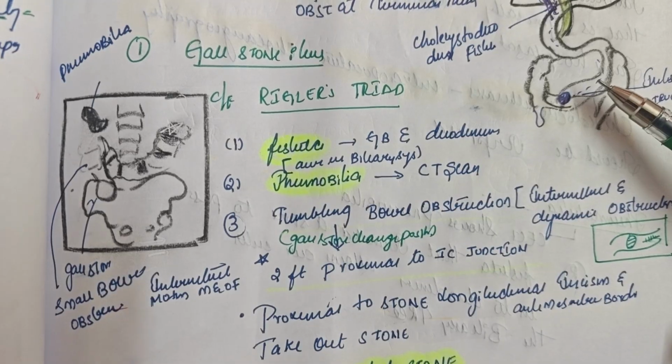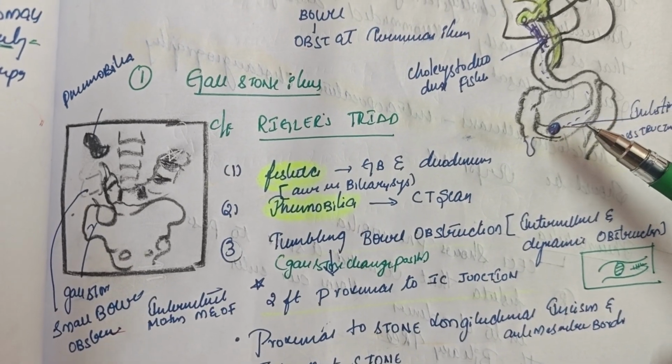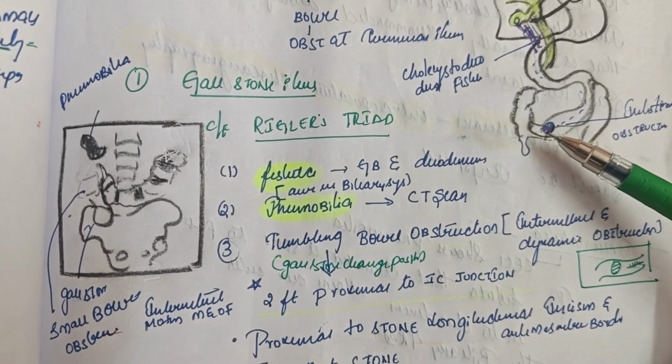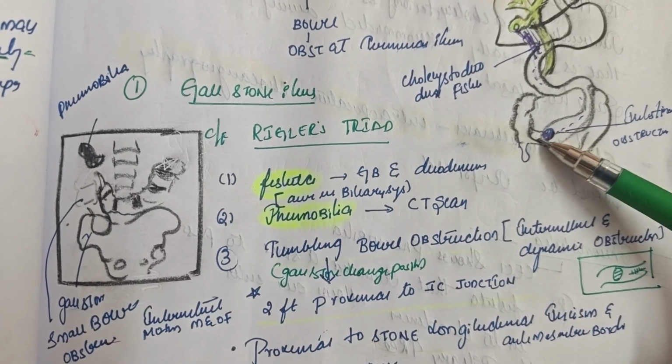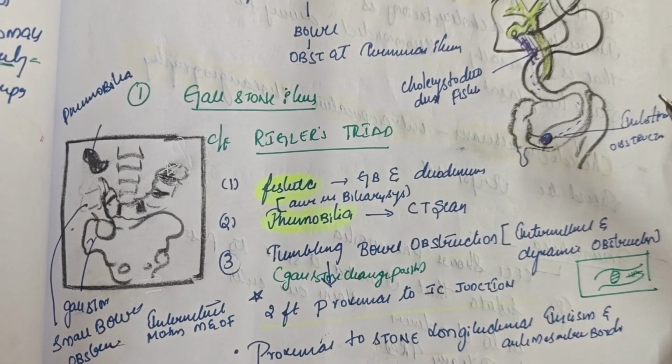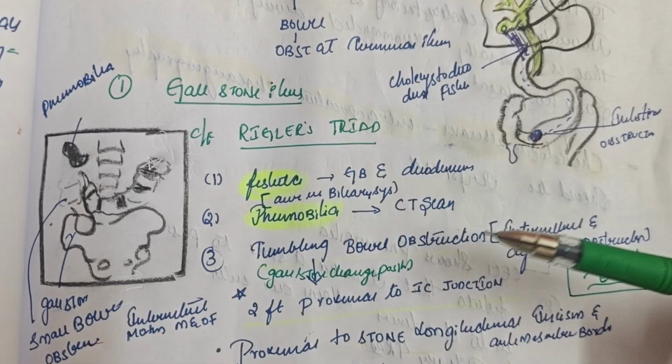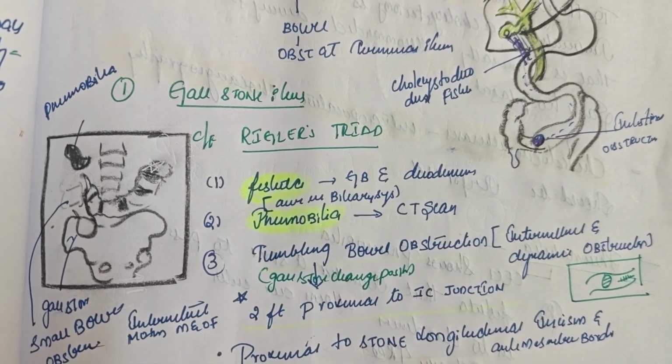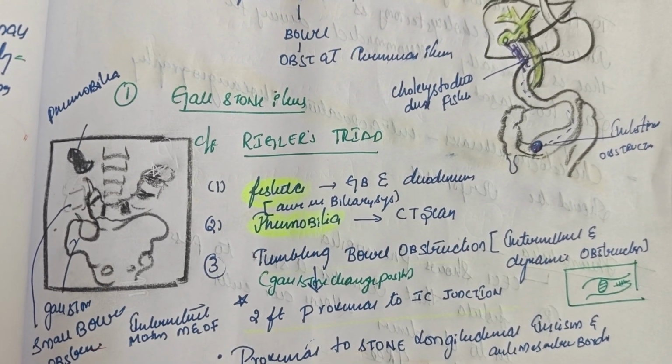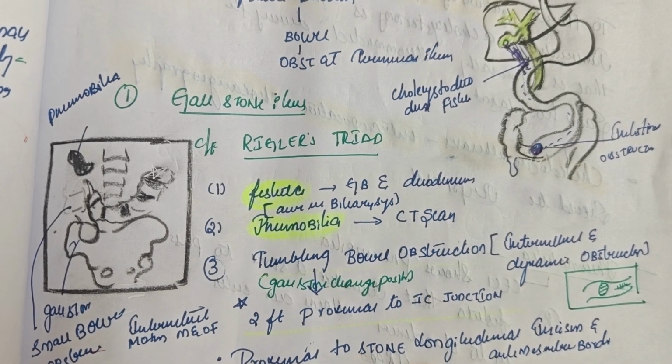And because of the obstruction here, remember, there is an intermittent and dynamic obstruction, because now the patient can have constipation on and off. It may relieve, the stone can move away from it, and the person can pass. And there's something known as tumbling bowel obstruction. What do you mean by tumbling bowel obstruction?